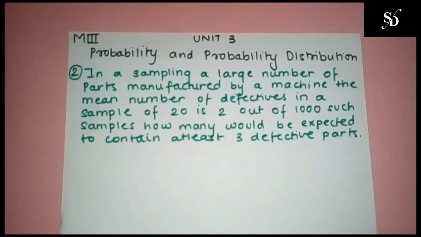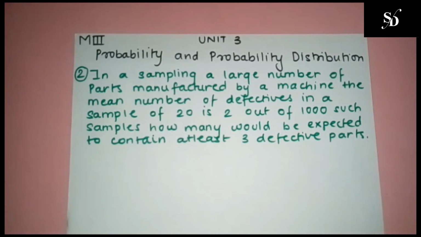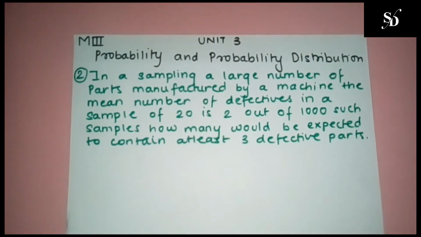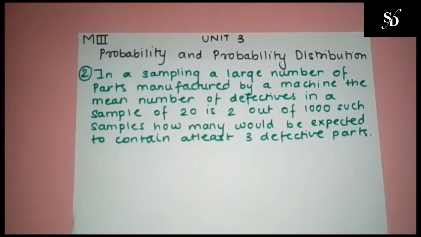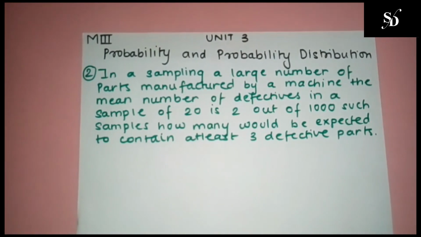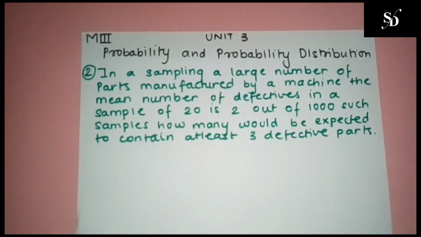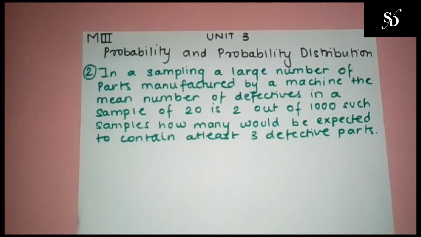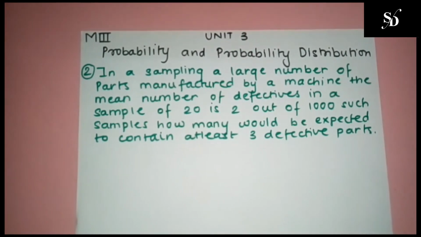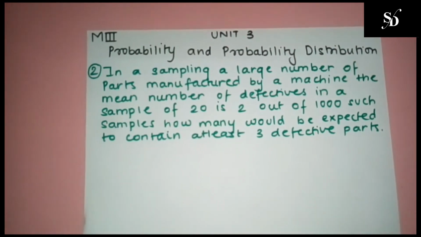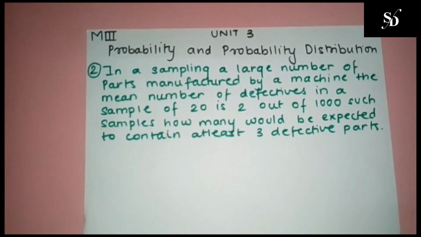In this video I am taking unit 3, that is probability and probability distribution. We are continuing with binomial distribution sums. In the previous video I have taken the first sum of binomial distribution and I have left the link in the description below, so you can go back to that video and check that out. Now in this particular video I am taking sum 2.